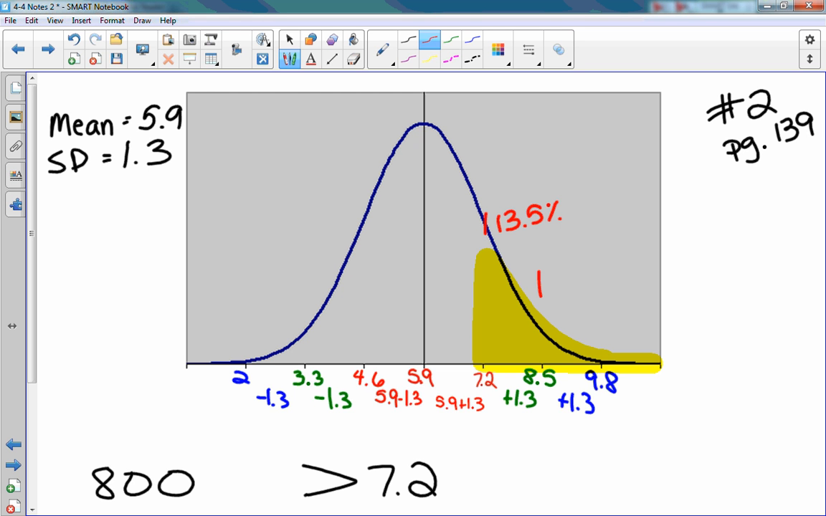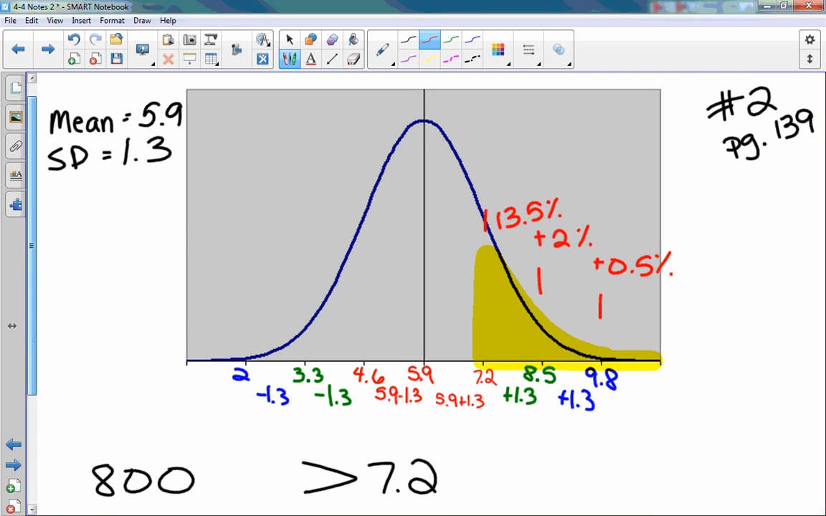You always do 10%. Always. Plus 2% is from here to here. And then we have how many out here? 0 plus 0.5%. So we're going to have 16% that's going to fall to the right. So 16% are higher than 7.2.